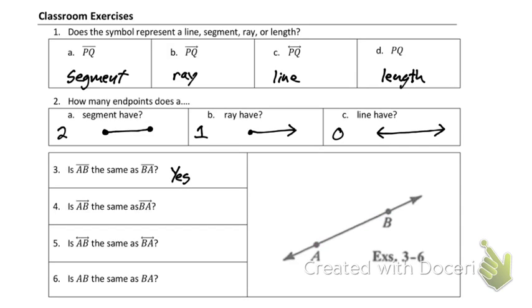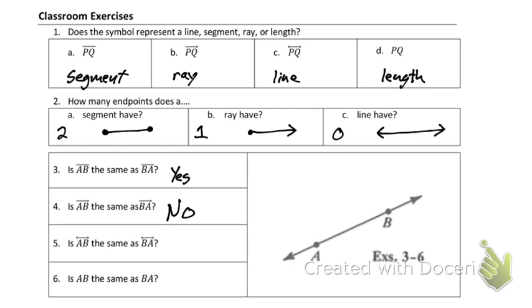All right, is ray AB the same as ray BA? Did you have it, or did you just... I saw your hand for a second. No? You want to take a guess? 50-50? No. If you were just guessing, you guessed correct. It is no, and let's talk about why.